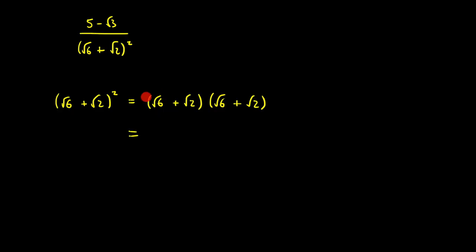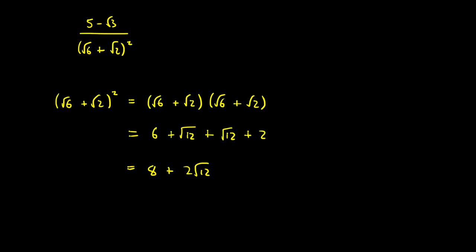So we get root 6 times root 6, which is 6. And we've got root 6 times root 2, which is root 12. And we've got root 2 times root 6, which is root 12. And we've got root 2 times root 2, which is 2. So if we were to simplify this, we end up with 8 plus 2 lots of root 12.